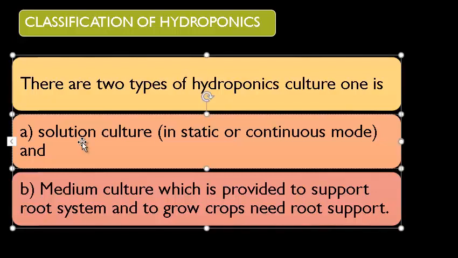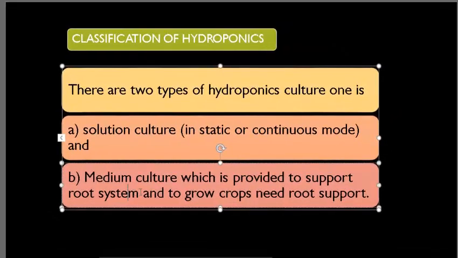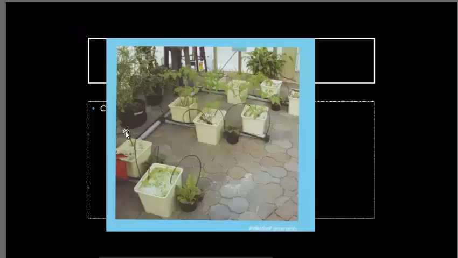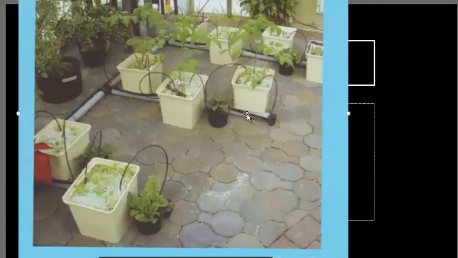There are two types of hydroponic culture: solution culture in static or continuous mode, and second, medium culture, which is provided to support the root system. It means we are using water for the nutrients. They may be static, fixed, or not moving. That will also be a hydroponic condition. For example, you can see this is called a Dutch bucket system. Is it okay?